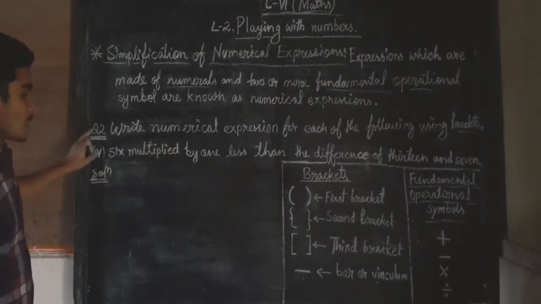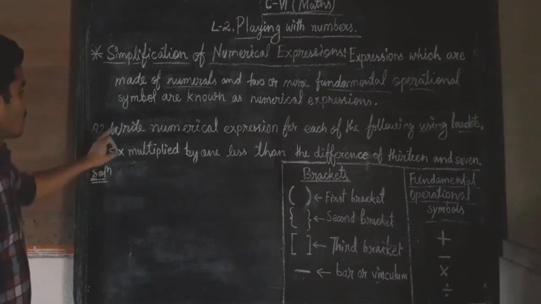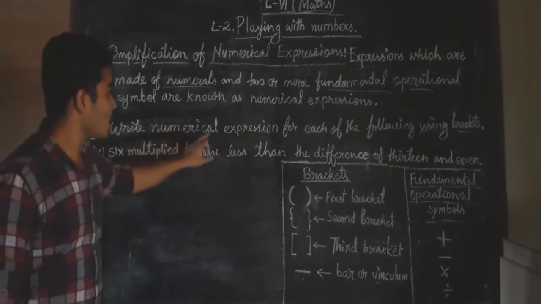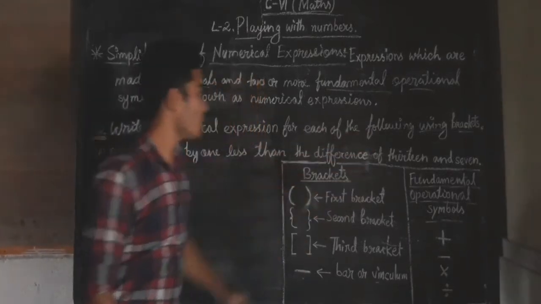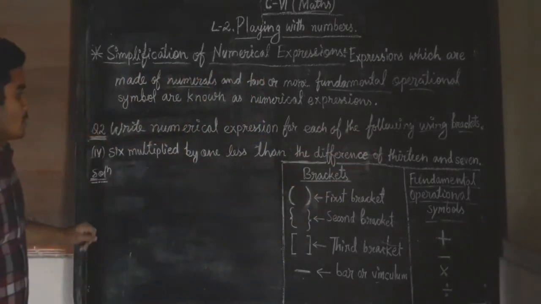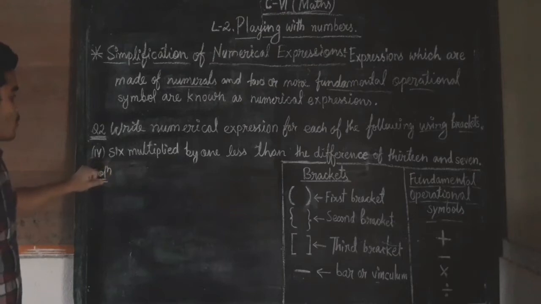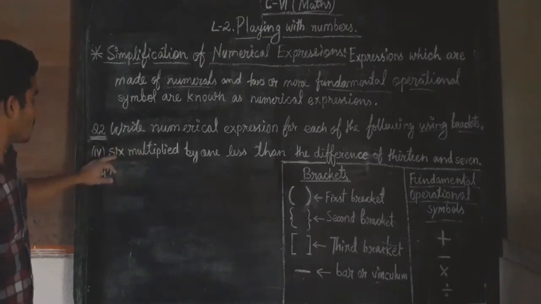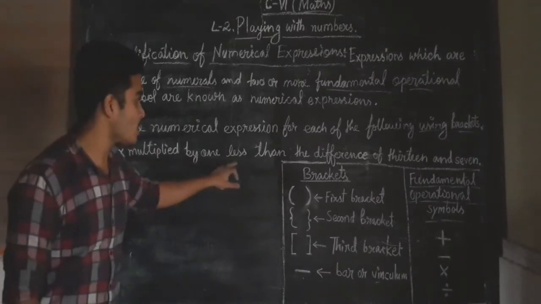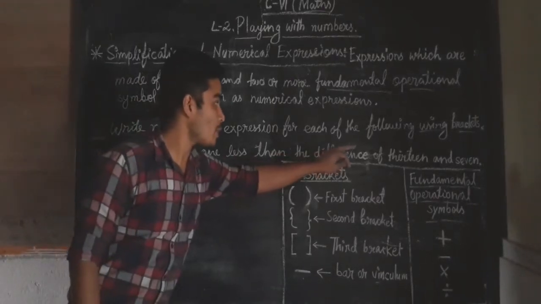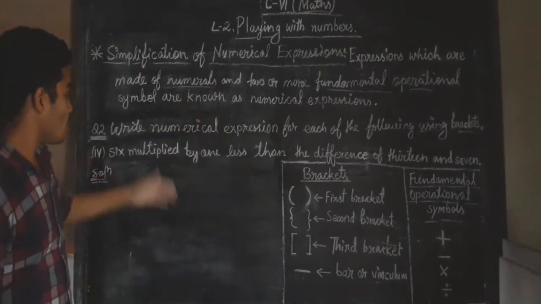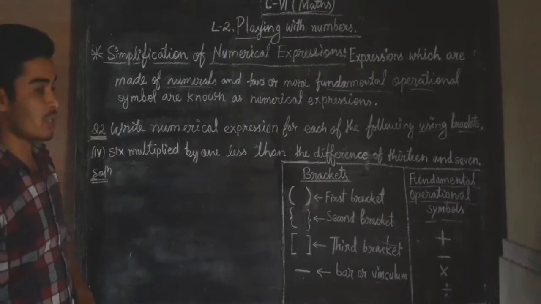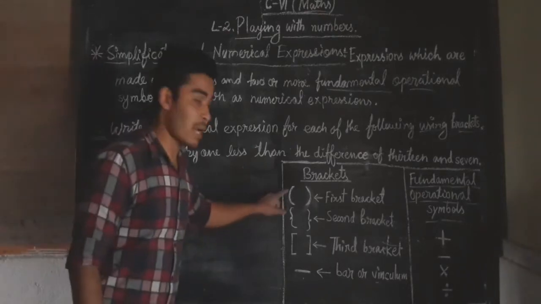Now let us read the main question first. Write the numerical expression for each of the following using brackets. So let us read the question from where we have to make the numerical expression: 6 multiplied by 1 less than the difference of 13 and 7. As we have to use brackets for this numerical expression, let me introduce the brackets.